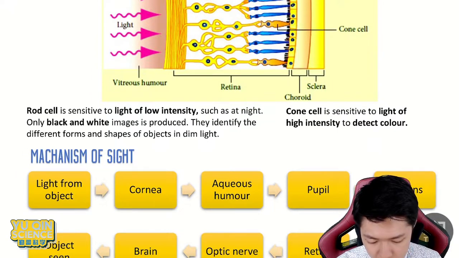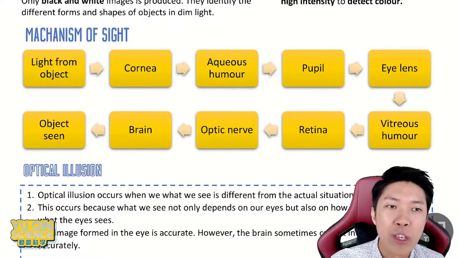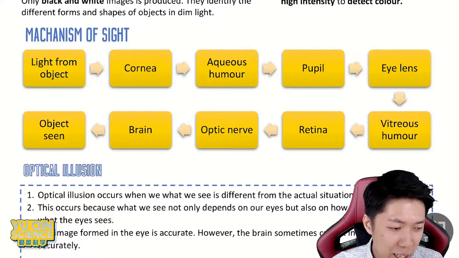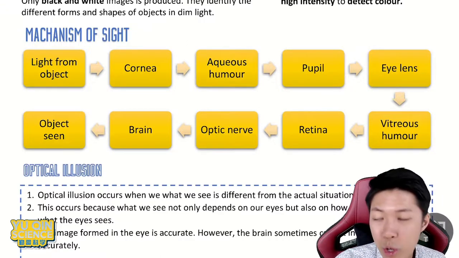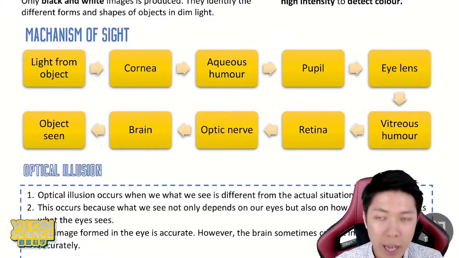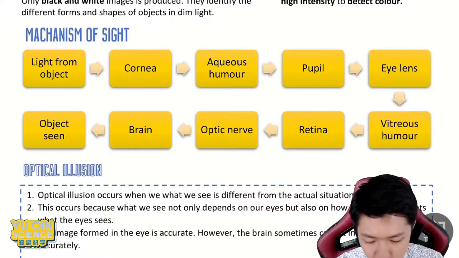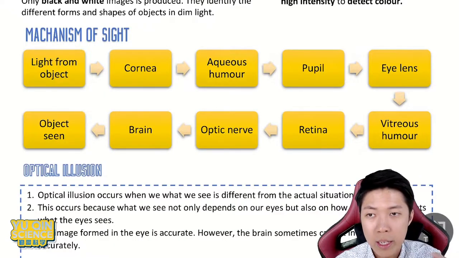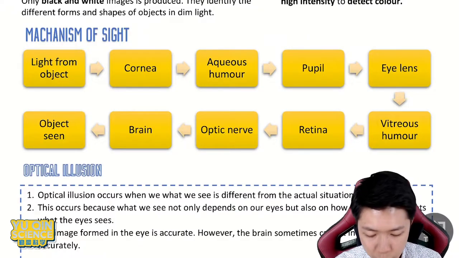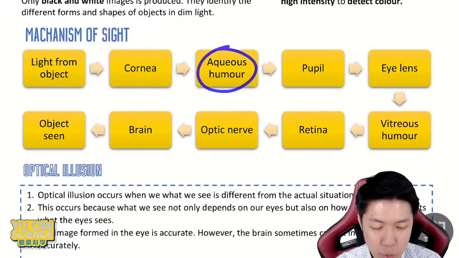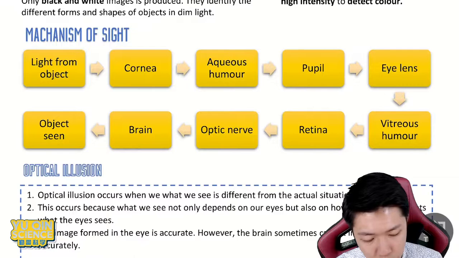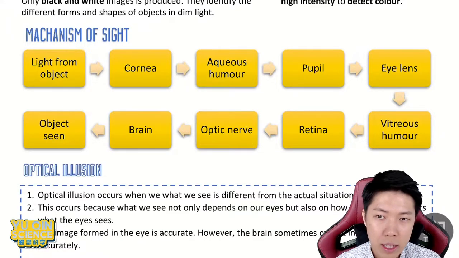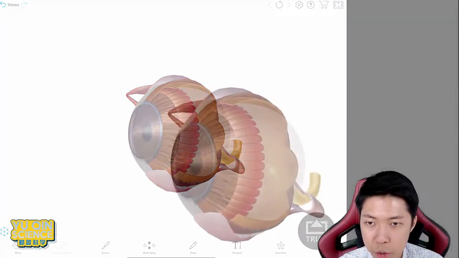Okay, so mechanism of sight is how light enters your eye, or more like the journey of the light, from the outside of your eye all the way in to your retina. That's a sequence. Light is reflected from the object to your eye. First your cornea, to the aqueous humor, the jelly after the cornea, to the pupil, the black hole, the eye lens, to the bigger jelly, to the retina, and to the nerve, to your brain. That's it. Easy.